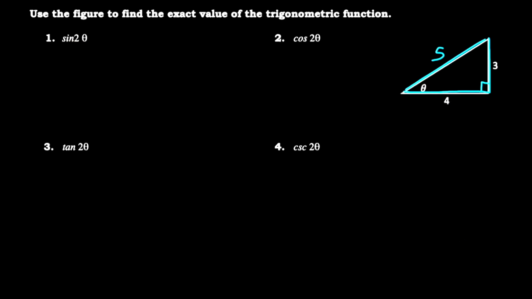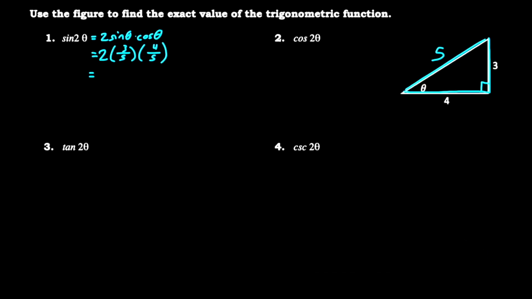So sine of 2 theta, we just saw that that identity said 2 times sine of theta times cosine of theta. And this angle theta that we're talking about is right here. So the sine of that angle theta would be opposite over hypotenuse, so 3 over 5, so 3/5. Don't forget to keep the 2 out front, so 2 times 3/5, and then the cosine value. So cosine is adjacent over hypotenuse, so that would be 4 over 5.